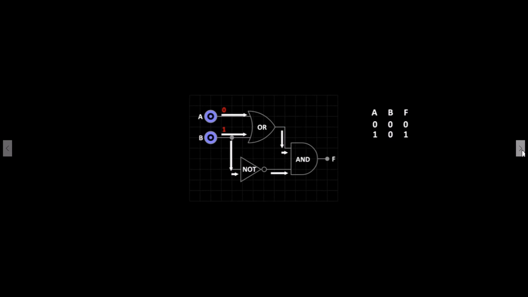If we now change A to 0 and B to 1, the 0, 1 signal will turn the OR gate on and it will produce a 1. The NOT gate receives a 1 signal which inverts to produce a 0. The AND gate is now receiving a 1, 0 signal, which means it will produce a 0 signal at F. We can now update the truth table. A 0 on input A and a 1 on input B will produce a 0 at output F.